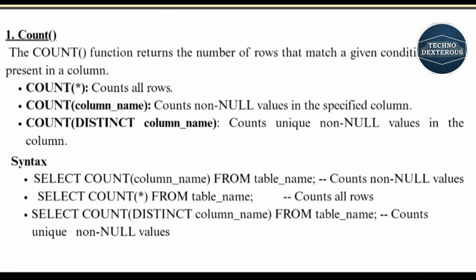First is count. Count returns the number of rows. Here are three types of count. First is COUNT(*), which counts all the rows. Second is COUNT(column name), which counts non-null values in a specific column. Then COUNT(DISTINCT column name) counts unique non-null values in a column.